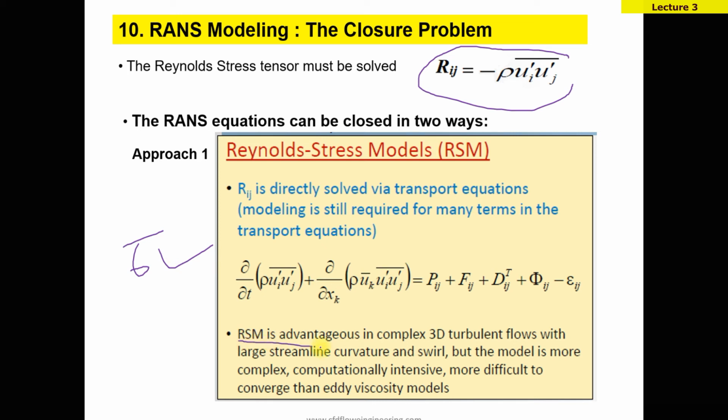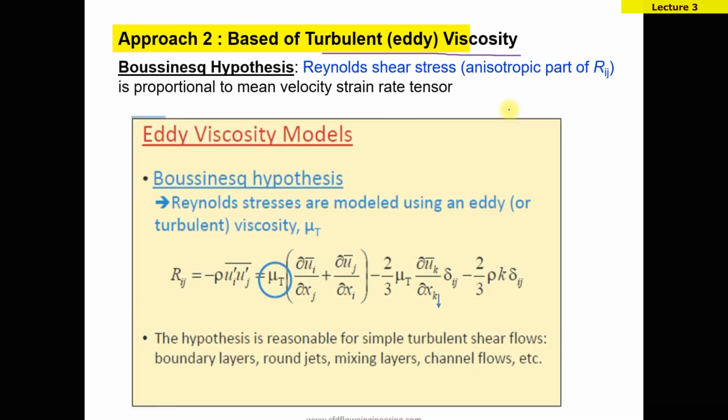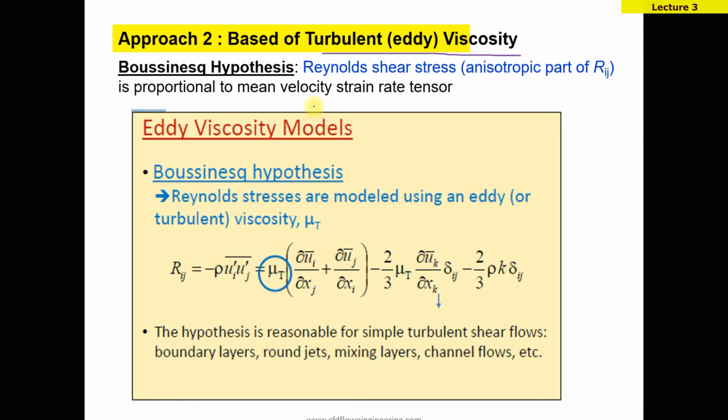But the Reynolds stress model is highly expensive, so then we go to modeling. This is called the turbulent eddy viscosity model. According to this theory, the Boussinesq hypothesis is applied. According to the Boussinesq hypothesis, this Reynolds stress is called the anisotropic part of the stress tensor. This is directly proportional to the strain tensor or velocity gradient.